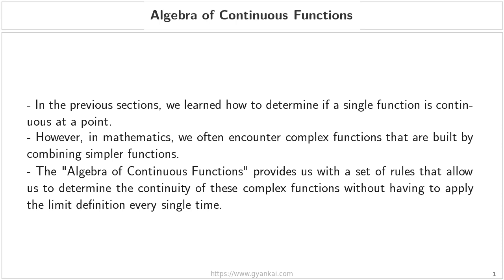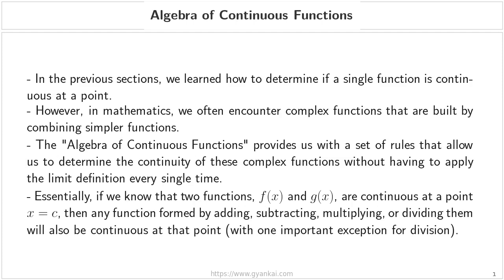It provides us with a set of established rules that allow us to determine the continuity of these complex functions efficiently, saving us from having to apply the formal limit definition every single time we encounter a new expression. Essentially, the core idea is this. If we already know that two functions, f of x and g of x, are continuous at a specific point, x equals c, then any new function formed by adding, subtracting, multiplying, or dividing them will also be continuous at that same point. I must emphasize, however, that there is one very important exception regarding division, which we will explore in detail in the next slide.